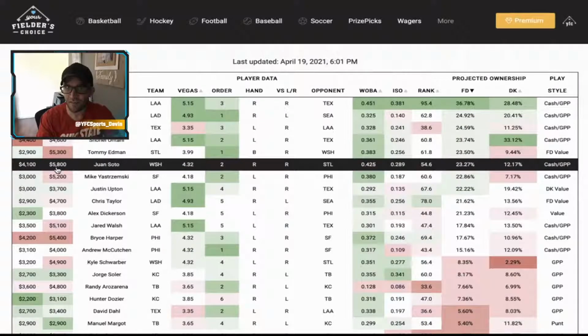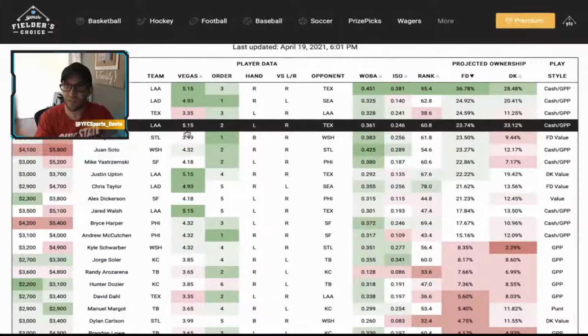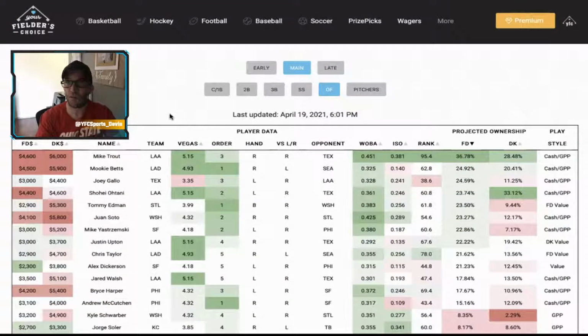Soto, for instance, is super expensive on DraftKings. He's fairly affordable on FanDuel. He's actually cheaper than Ohtani, whereas it's reverse on DraftKings. So that's one of the things that really dictates ownership for all sports, is pricing discrepancies between the two sites. Player X is 1,100 cheaper on FanDuel than DraftKings. Well, typically that's going to lead to FanDuel ownership, and vice versa.